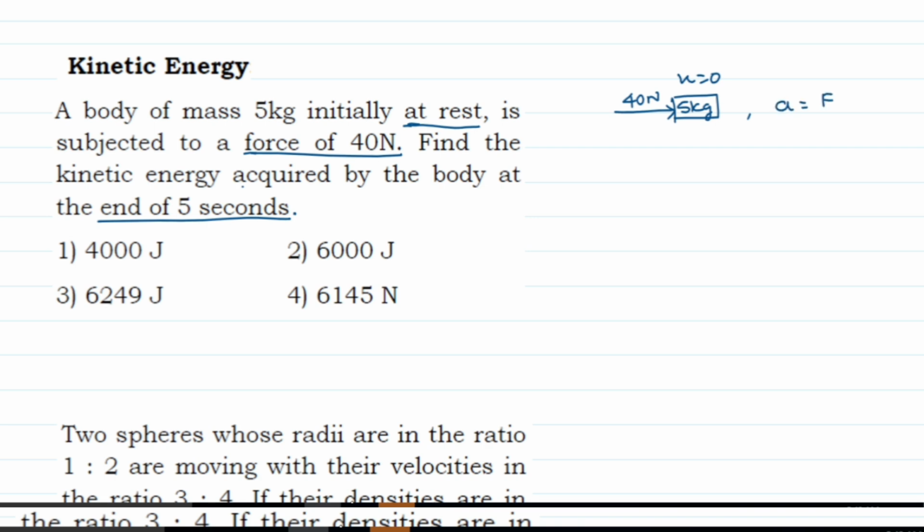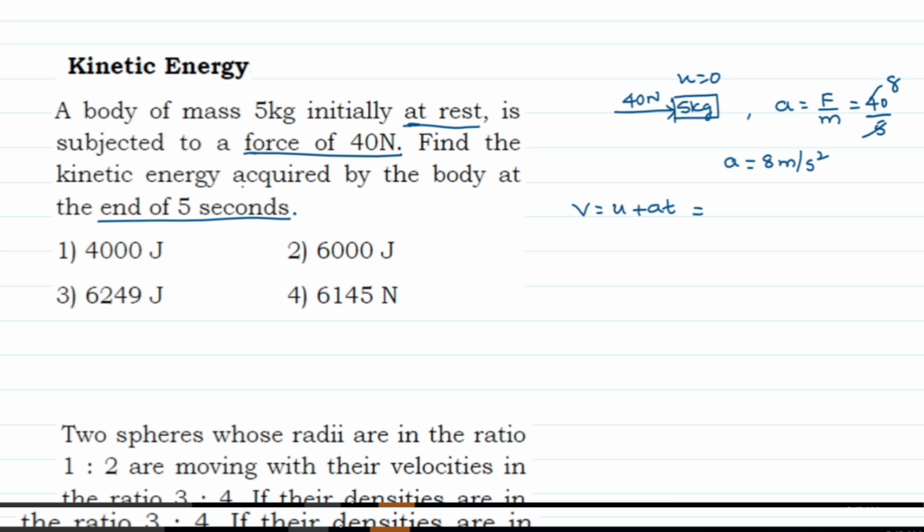According to the second law of motion, a equals F by m, which is 40 by 5, so a equals 8 meter per second square. Now let us calculate the velocity at the end of 5 seconds. According to the kinematic equations, the velocity after a certain time interval is v equals u plus at.